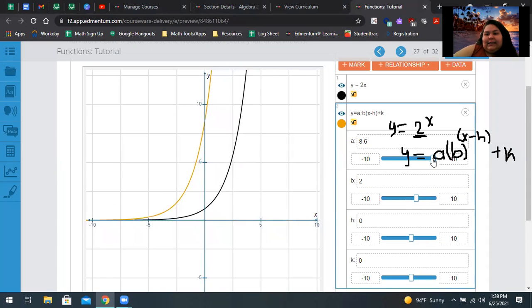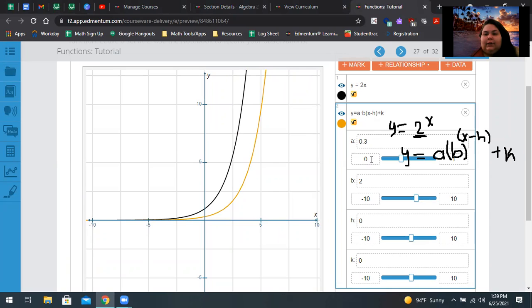What happens if I make A smaller, between 0 and 1? So let's bring this to 0, and let's bring this to 1. And I make this smaller. Do you see? Remember that idea about how it gets more narrow, it's a stretch. If it gets wider, it's going to be compressed.